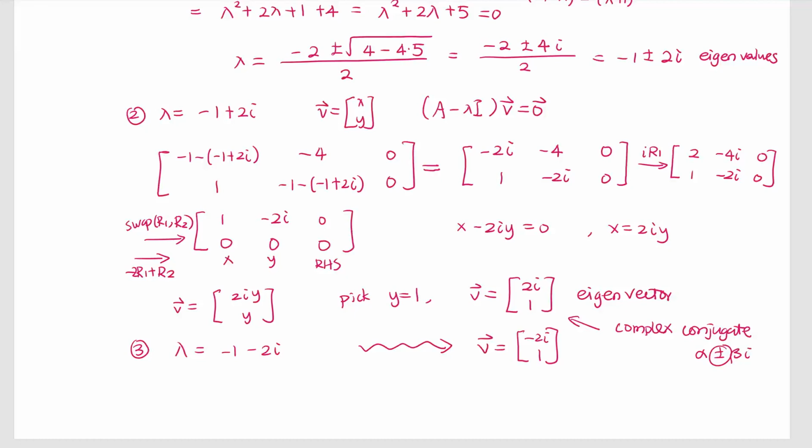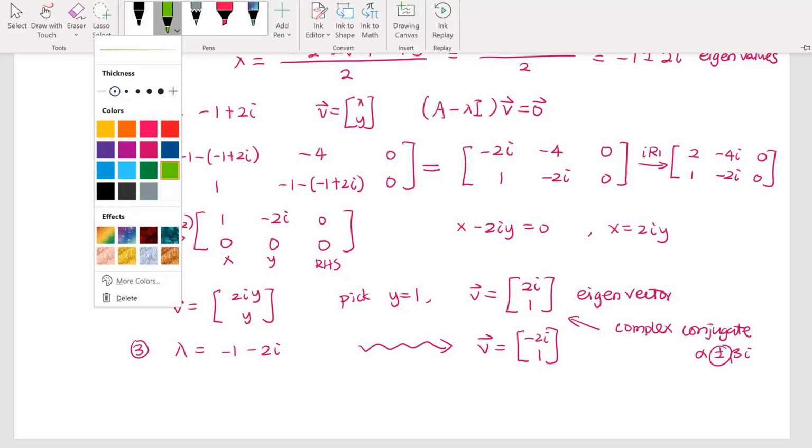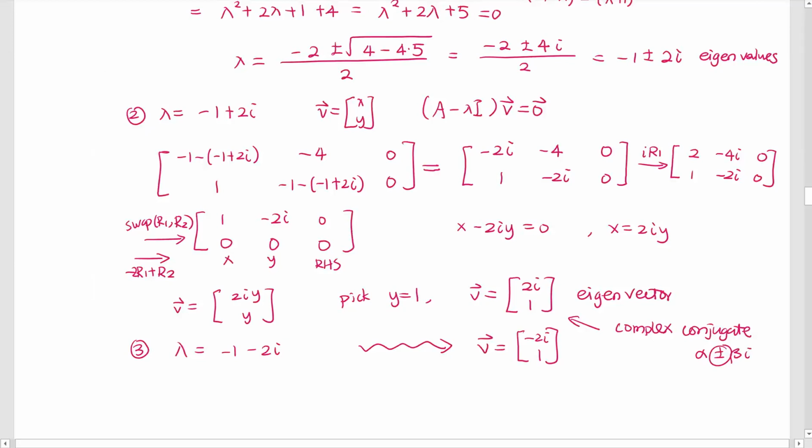Do you want to check whether this is true? Okay, sure, I can check with you. Let's see. So what is the augmented coefficient matrix? Minus 1 minus lambda. So minus 1 minus negative 1 cancel, but minus negative 2i becomes 2i. And then we have negative 4. 1 minus minus negative 1 cancels, but minus negative 2i becomes 2i.